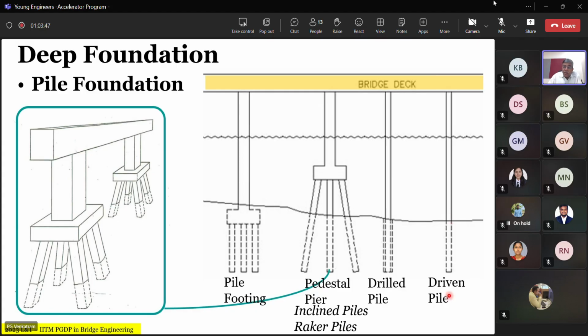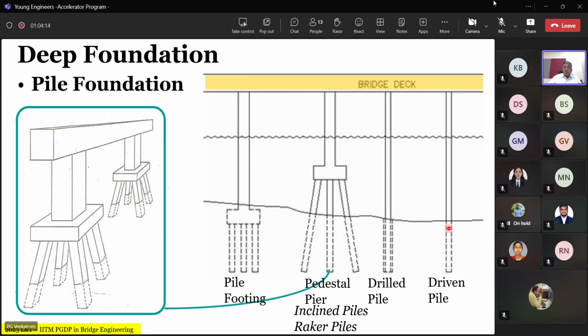You have what is called driven piles. Then you have a drilled pile. Drilled pile is where you make a bore, install a pile, then they grout it. Then you have, forget about piled footing, we discussed it earlier, inclined piles or the raker piles. They basically have an inclination which you can see as an example here. Now, all of them are used under different conditions.